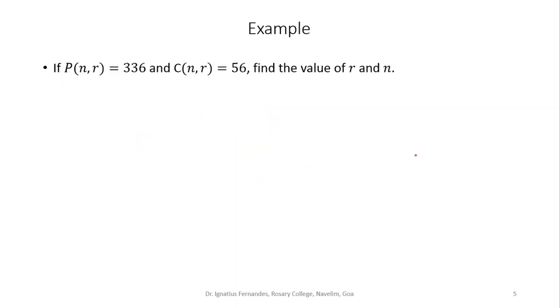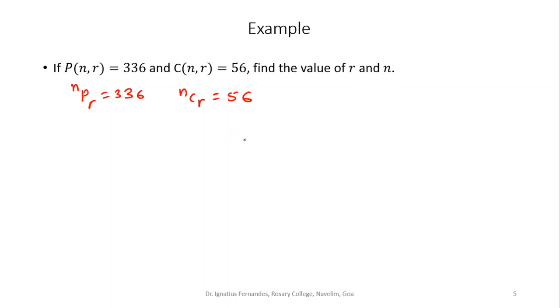Let us consider the next example. This is slightly different from what we did earlier. This is more of a computation-based problem. Okay, so permutations of n comma r is given as 336. So this is nPr, which is 336, and combinations nCr is given to be equal to 56. So basically we have 2 equations. Based on this, we want to find the value of r and n.